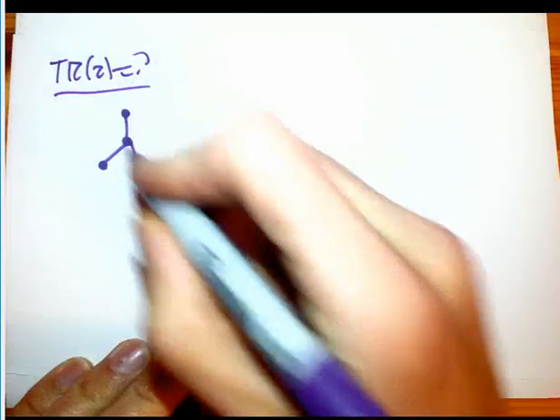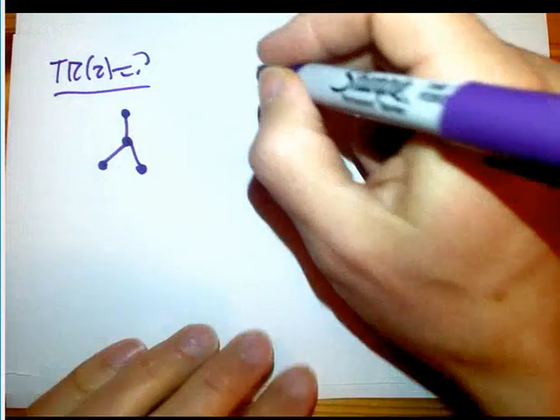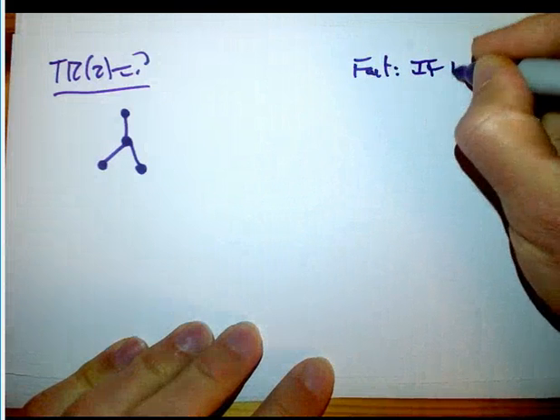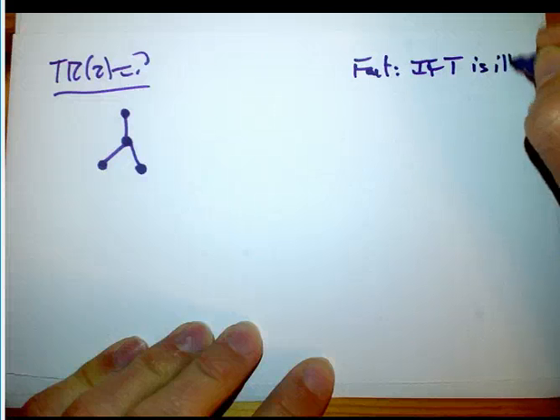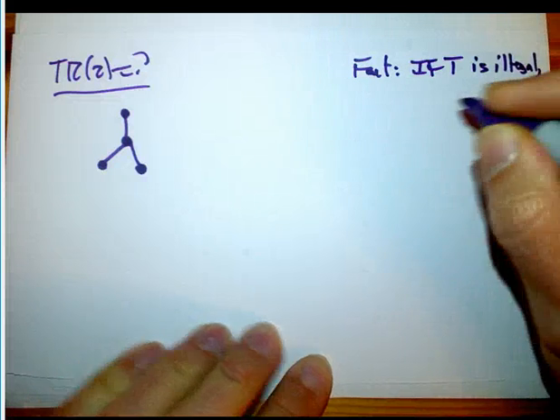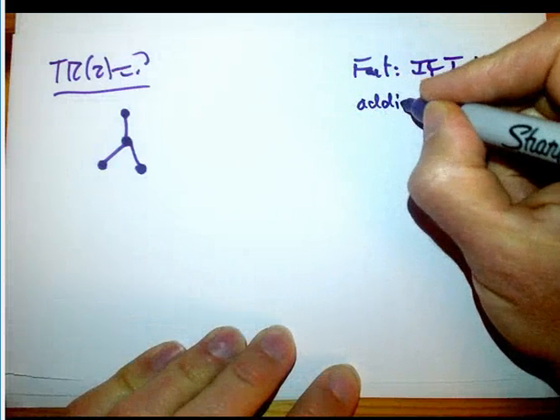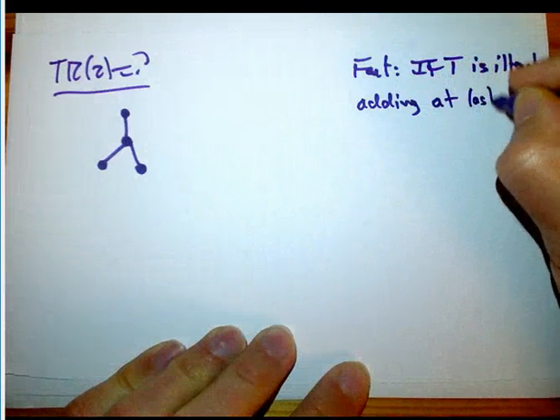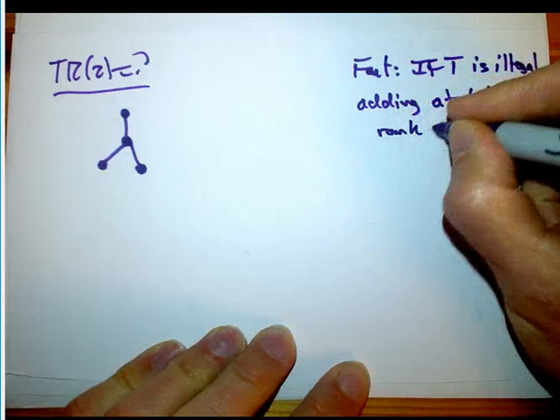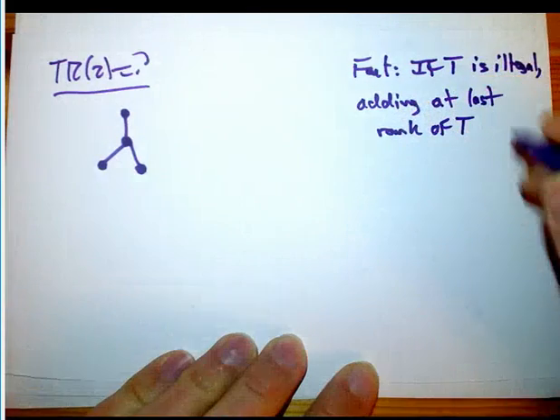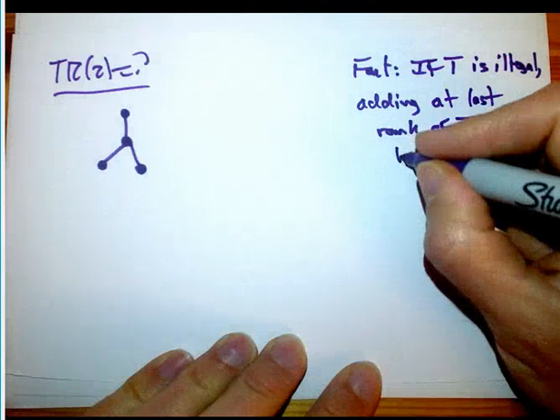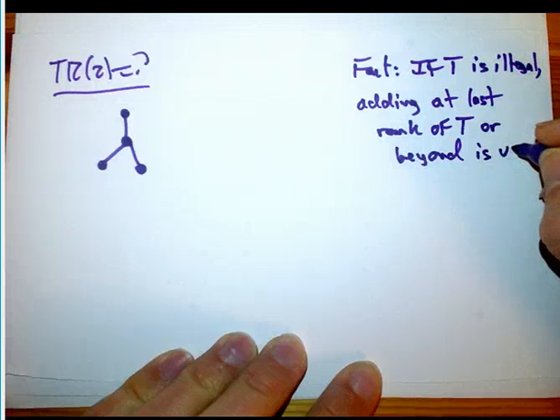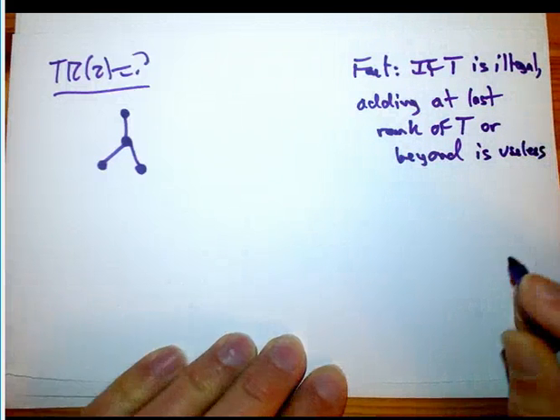And in fact, there's a general fact: if a certain t is illegal, in other words it has a match, then adding nodes and branchings at the last rank of t or beyond, like adding stuff even below the last rank, is useless. It's still going to be illegal. There's still going to be a match.